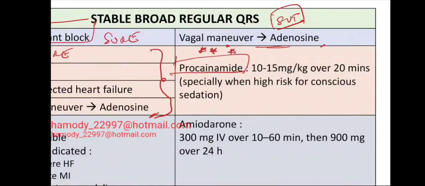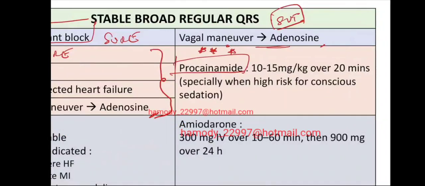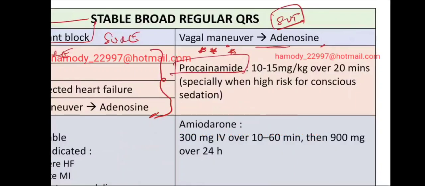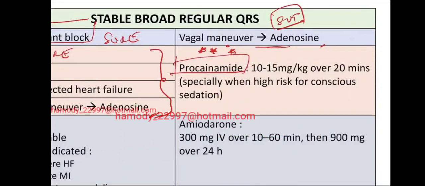In the new 2025 guidelines, they're stressing, or leaning towards, procainamide. Remember procainamide, what you'll be giving. How much you'll be giving? 10 to 15 mg per kg over 20 minutes. The max you can give is 1 gram.